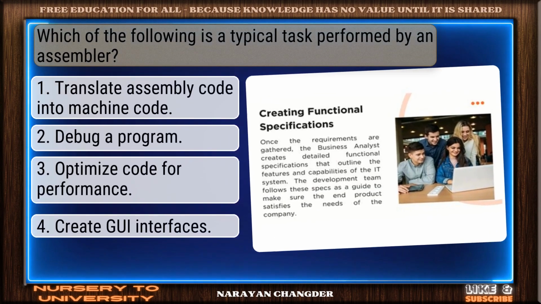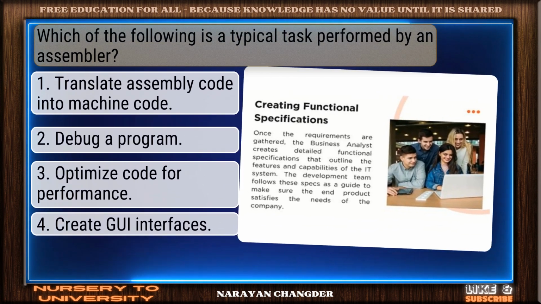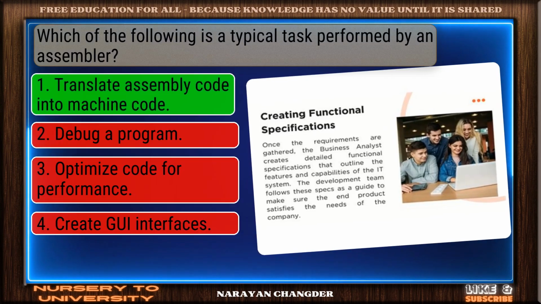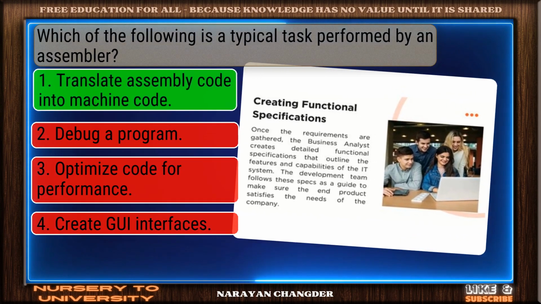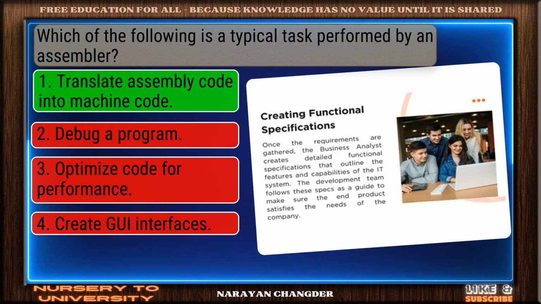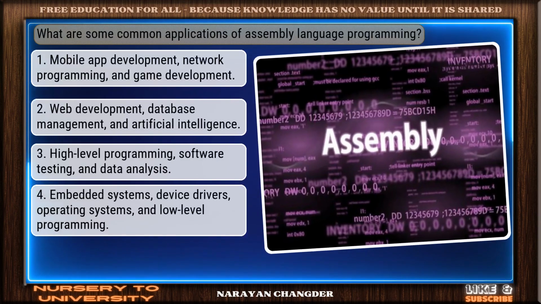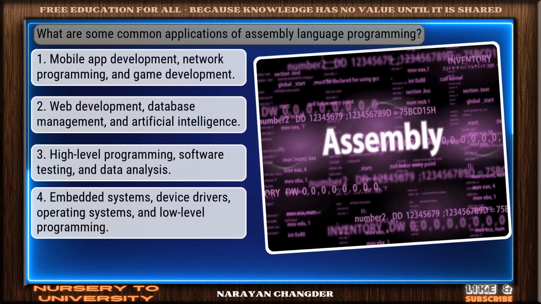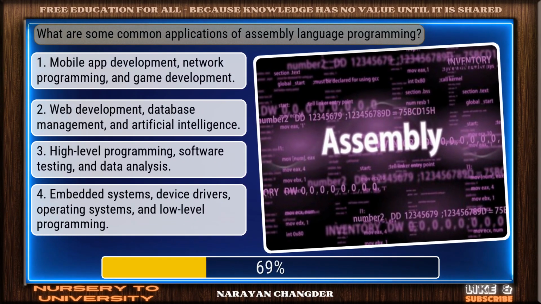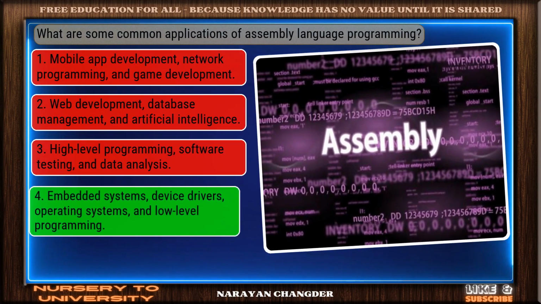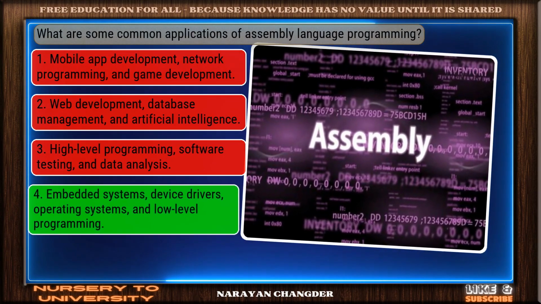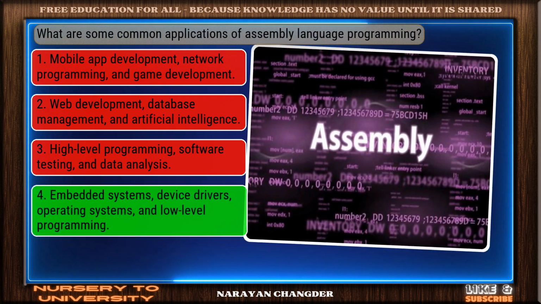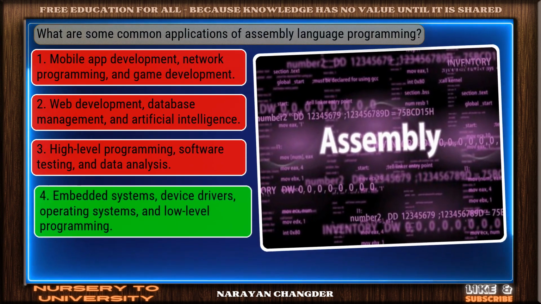Question number 9. Which of the following is a typical task performed by an assembler? You chose translate assembly code into machine code, and it is correct. Question number 10. What are some common applications of assembly language programming? Strong choice. Embedded systems, device drivers, operating systems, and low-level programming is the right answer.